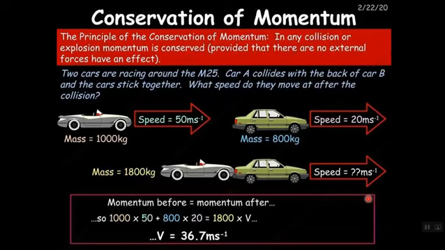So since they connect, we have one common final velocity. So we say the initial 50 times 1,000 plus 20 times 800 must be equal to the sum of their masses, 1,800, times the final velocity that we want. And if we solve that, we see that their final velocity is 36.7.